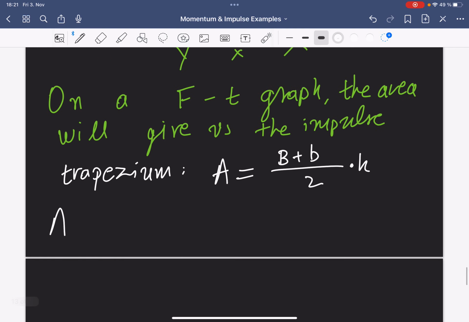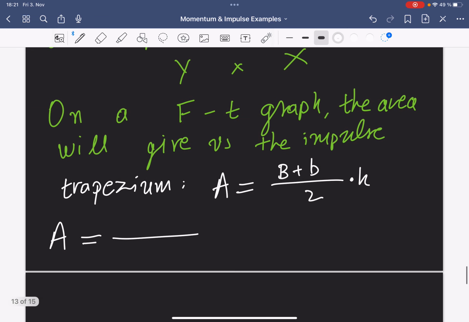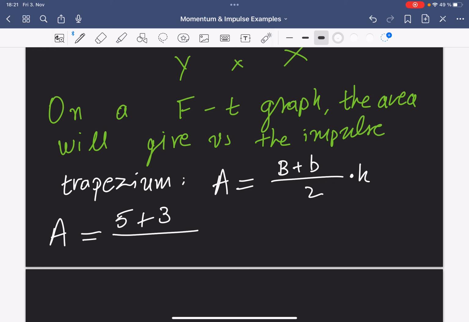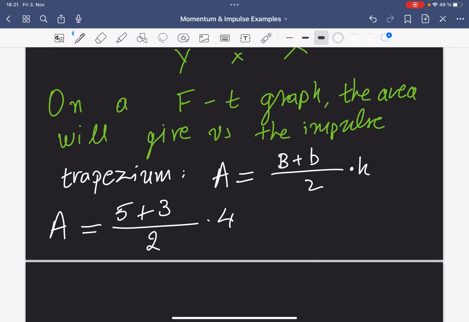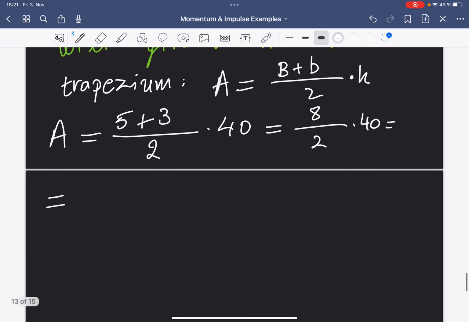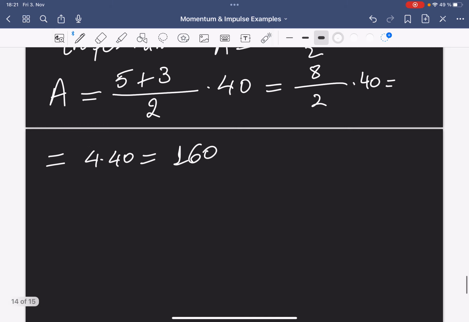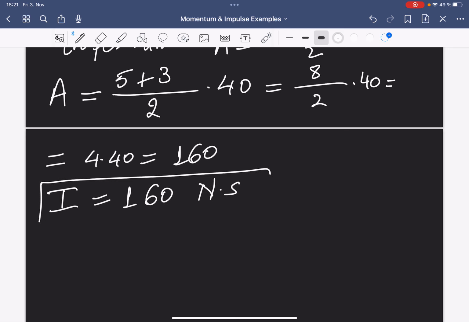So if we replace this in this formula, we're going to have 5 plus 3 divided by 2 times height, which is 40, and that's 8 divided by 2 times 40. I hope I'm not making any mistakes, so please stay with me and let me know in the comments if you spotted a mistake. So that's 4 times 40, that's 160, and that's the area. So the impulse is going to be 160 newton-seconds. So the area under the graph.